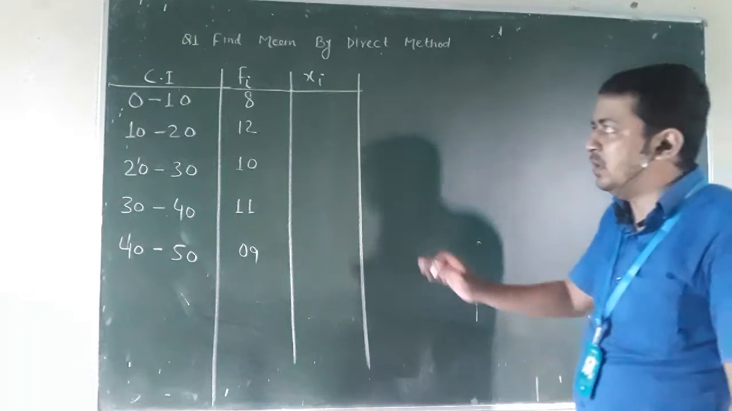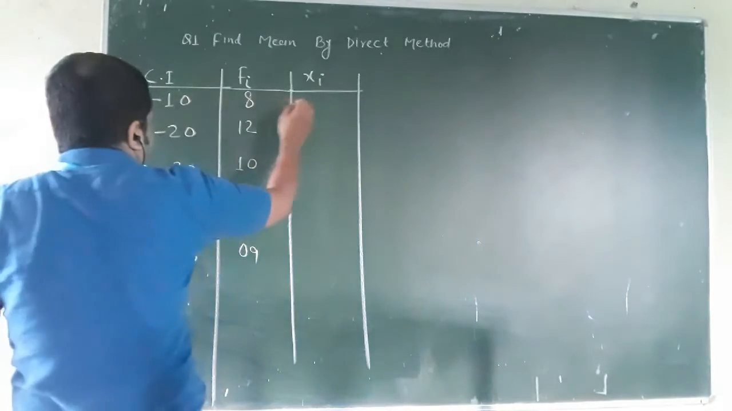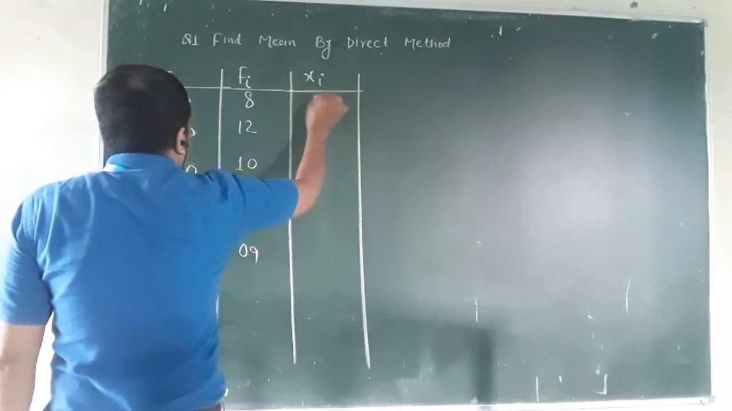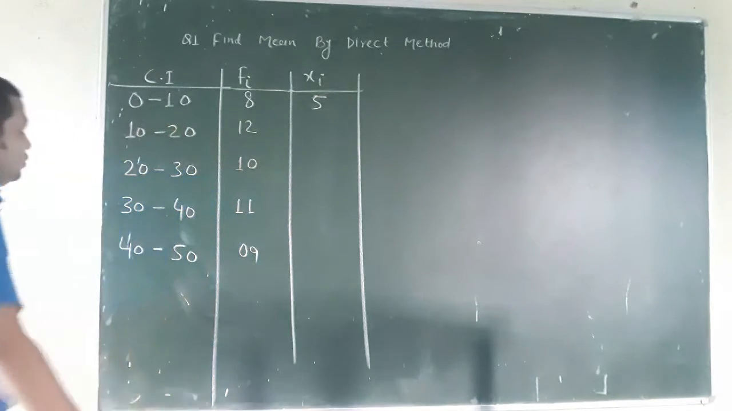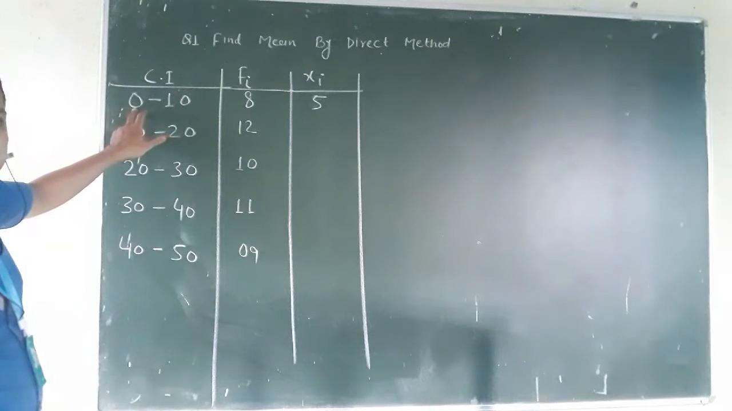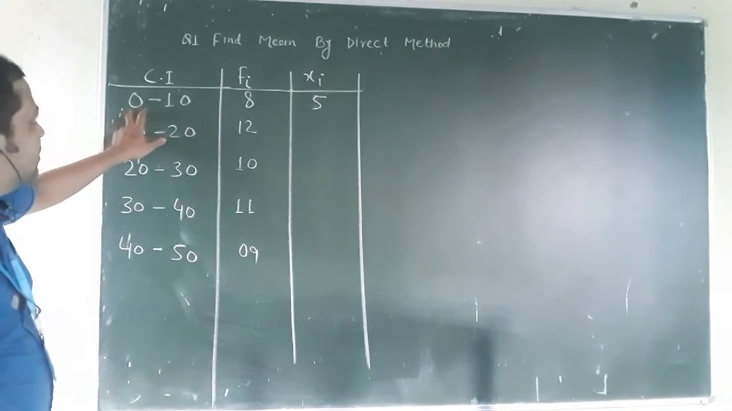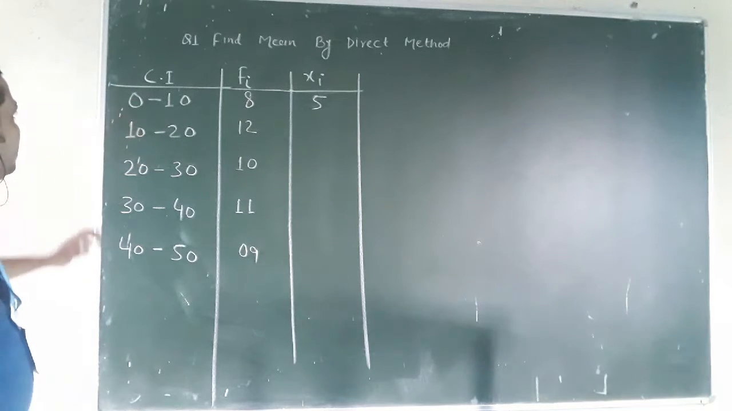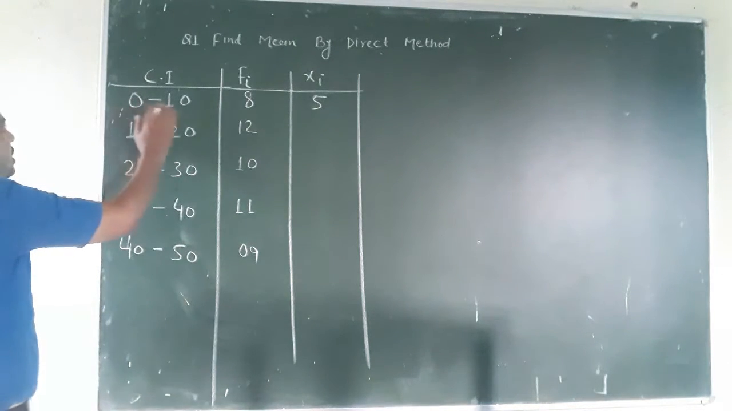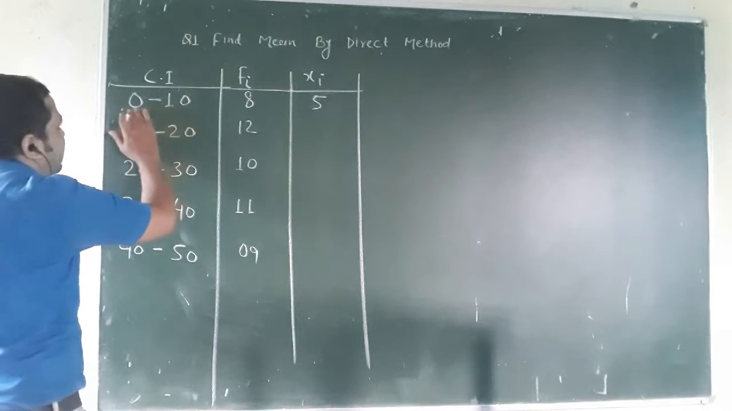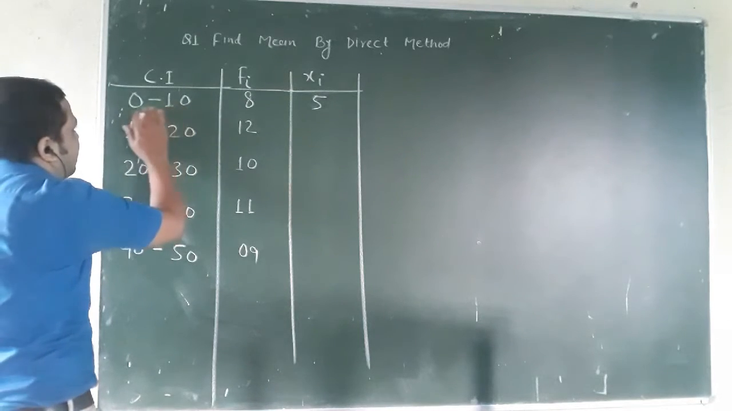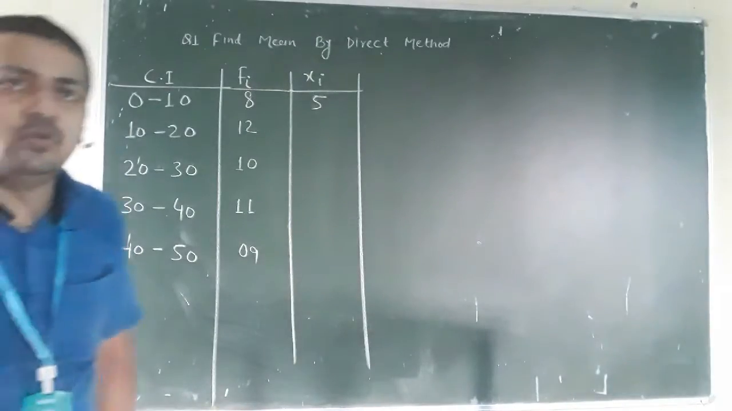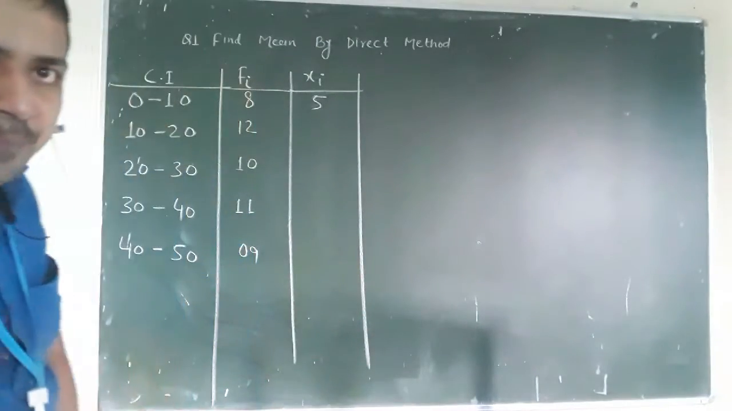As you know, the midpoint of 0 to 10 is 5. So how will you find the class mark? The formula is: lower limit plus upper limit divided by 2. But without going to the formula, you can easily calculate it. What is the midpoint of this one? That is 5. That is the easiest thing. So there is no need to use the formula every time.